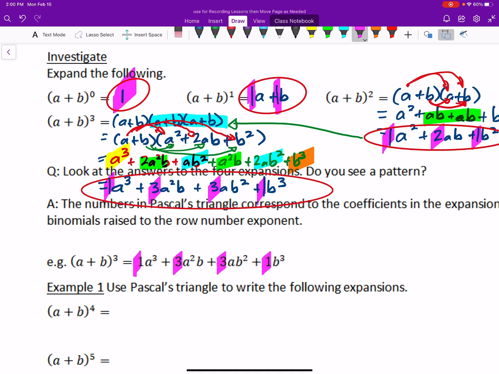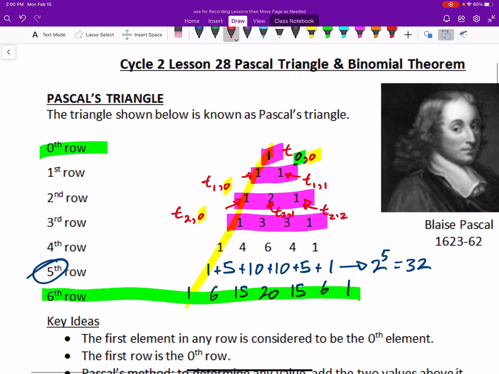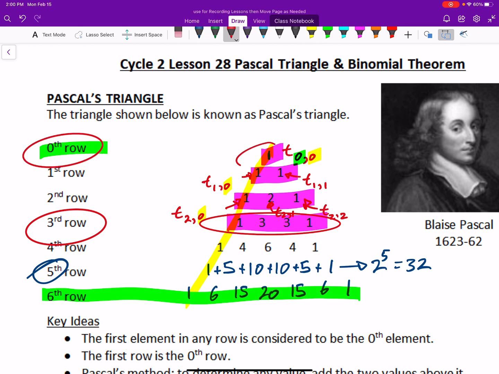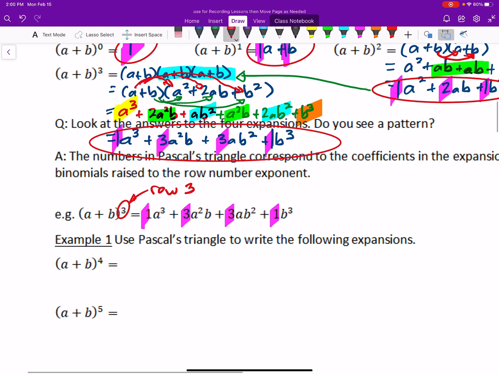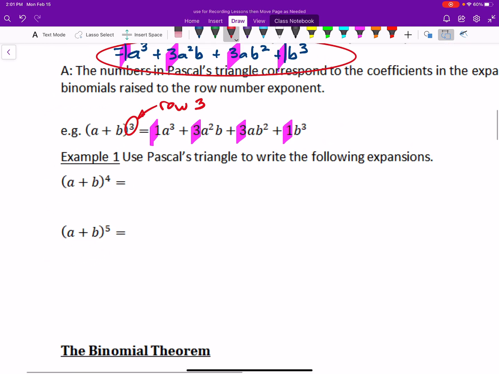So maybe we can already start to see why we number the rows the way we do, because this 3 here corresponds to row 3, right? Row 3, the fourth row, actually has the 4 numbers 1, 3, 3, 1, whereas row 0 just had the number 1. And so again, counting starting at 0, corresponds to the coefficients in the rows of Pascal's triangle.